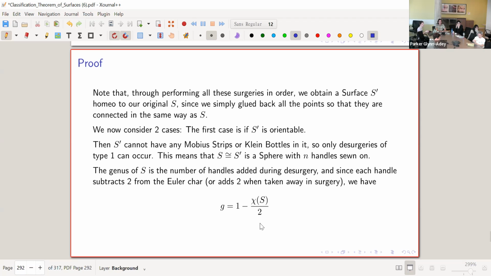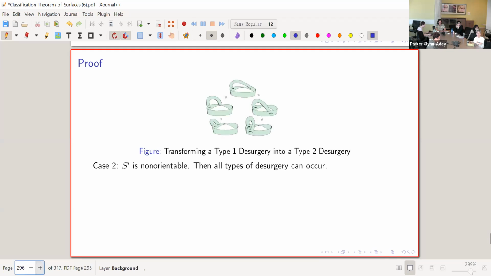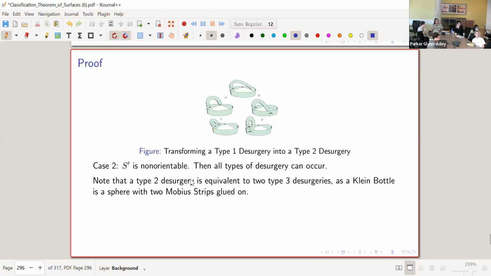And you can also compute that the Euler characteristic of this surface must be related to the amount of handles in this way. I'll leave that as an exercise. So if S prime is non-orientable, all types of D surgery can occur. But note, we can change a type 1 surgery into a type 2 surgery because this surface is non-orientable. So it must have some sort of Mobius strip inside of it. So we can take the handle and sort of slide it across the Mobius strip, and that will give us a type 2 D surgery.